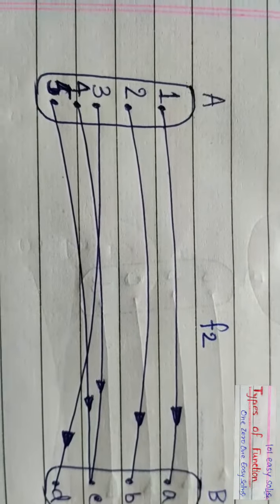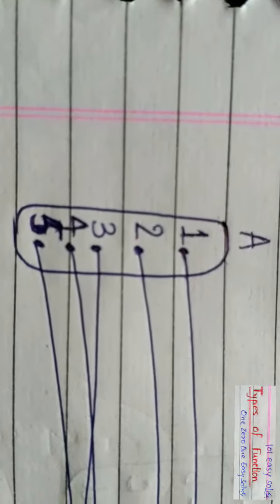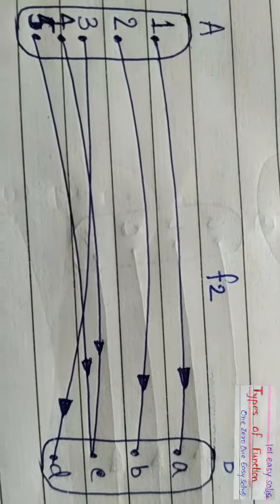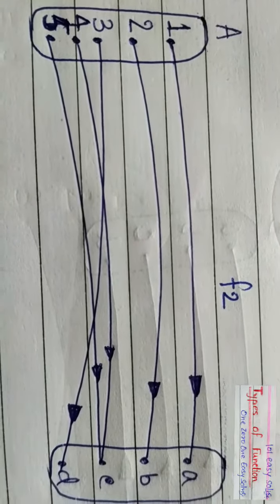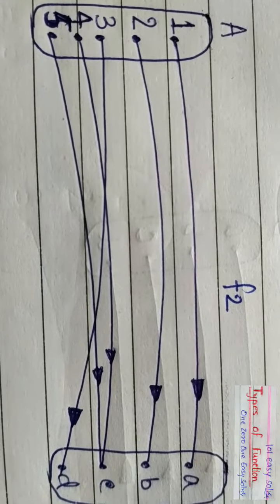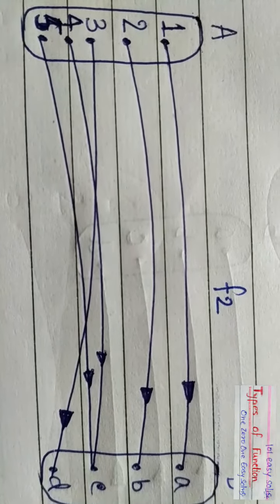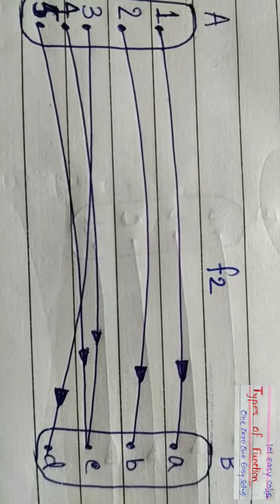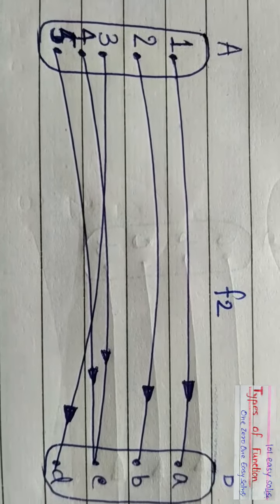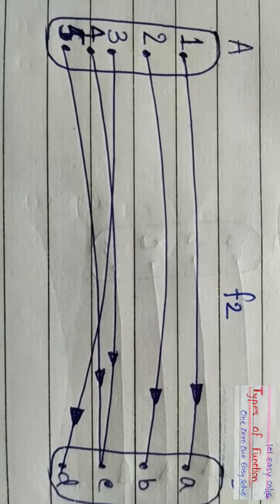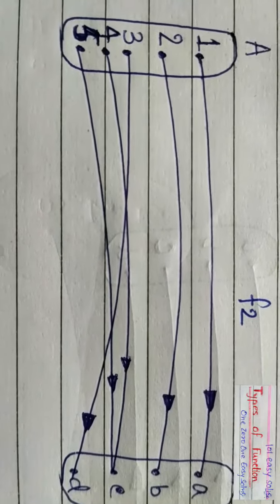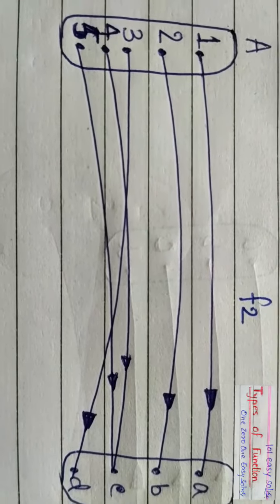Same thing here, you see for function 2. So 1, 2, 3, 4, 5 are the members of set A, and here a, b, c, d are the members of set B. So you can say a function f from A to B is said to be surjective if and only if all the elements of B are the image of some element of A. Here 1 has the image a, 2 has image b, 3 has image d, and 4 and 5 have image c.